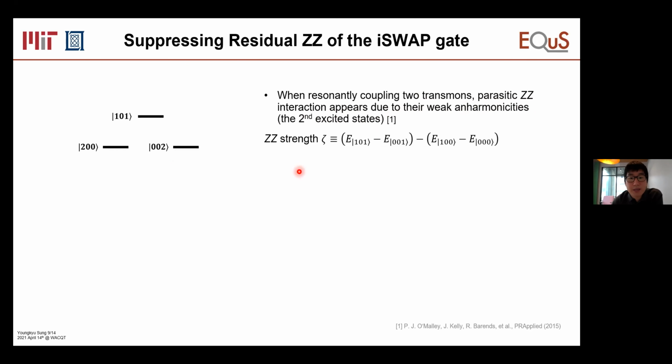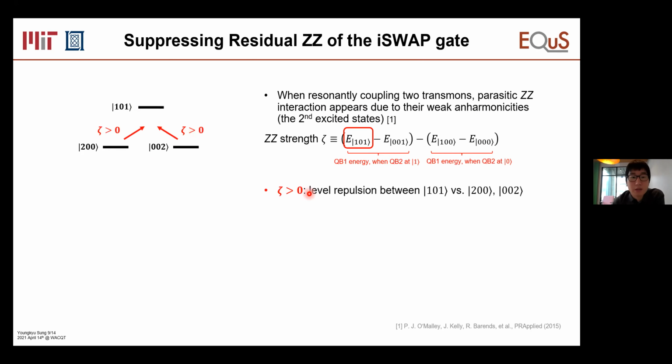the transmon. So this CZ interaction strength can be expressed by the following equation. This equation basically quantifies the conditional energy shift of qubit one depending on the qubit two state and vice versa. If you take a closer look at the 101 state, you can notice that the second excited states of qubit one and qubit two are quite closely located to the 101 state. And the level repulsion between these states results in the positive, or some positive, parasitic CZ interaction.